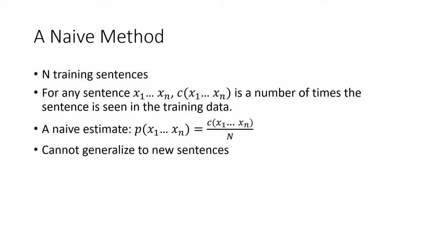So the question is, how do we estimate these probabilities of sentences? Given n training sentences, for any sentence of words x1 up to xn, we define C of the sentence as the number of times the sentence is seen in the training data set. So the naive estimate is to divide this count of the number of times the sentence is seen in the training dataset by the total number of training sentences. But the problem with this approach is that it cannot generalize to new sentences.